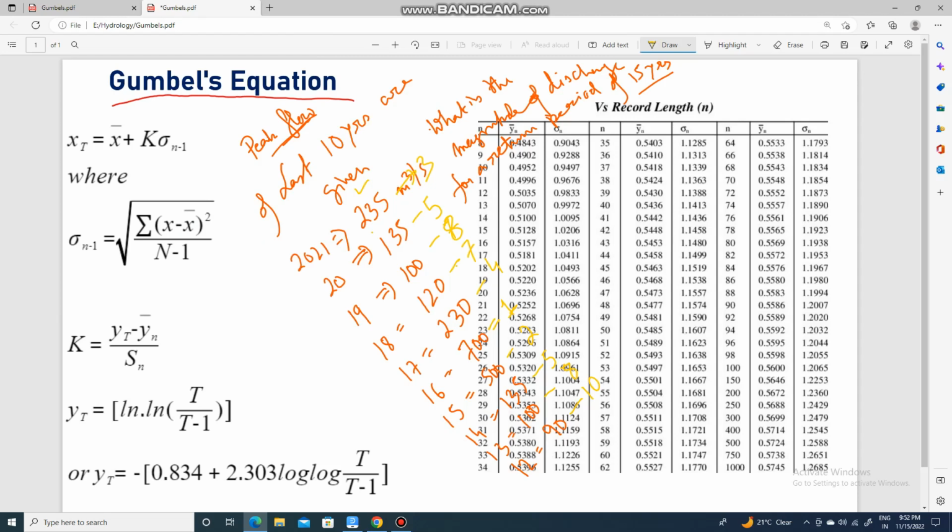Right? So the next step is very simple. You convert this into its probability with the help of this formula: P is equal to M by M plus 1. Or, as here the return period is more important, it is better to calculate the return period of each of these events, which is 1 by P, or M plus 1 divided by M.